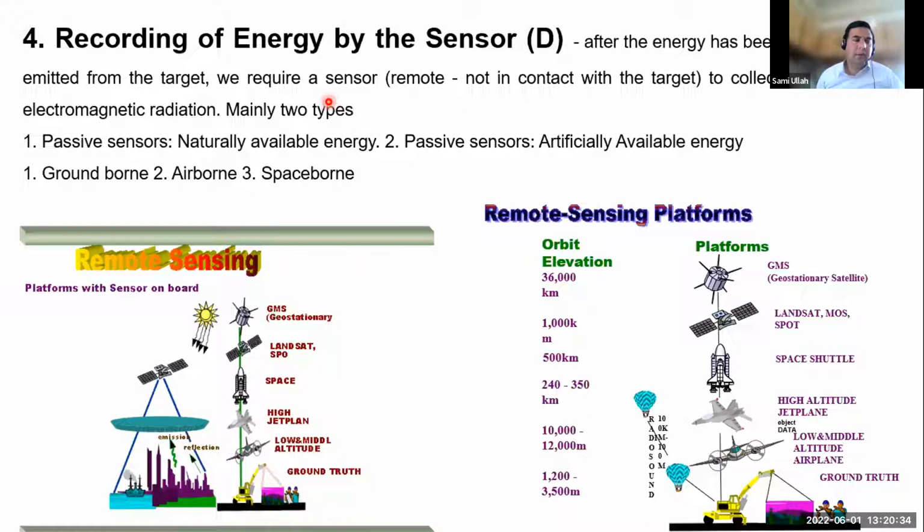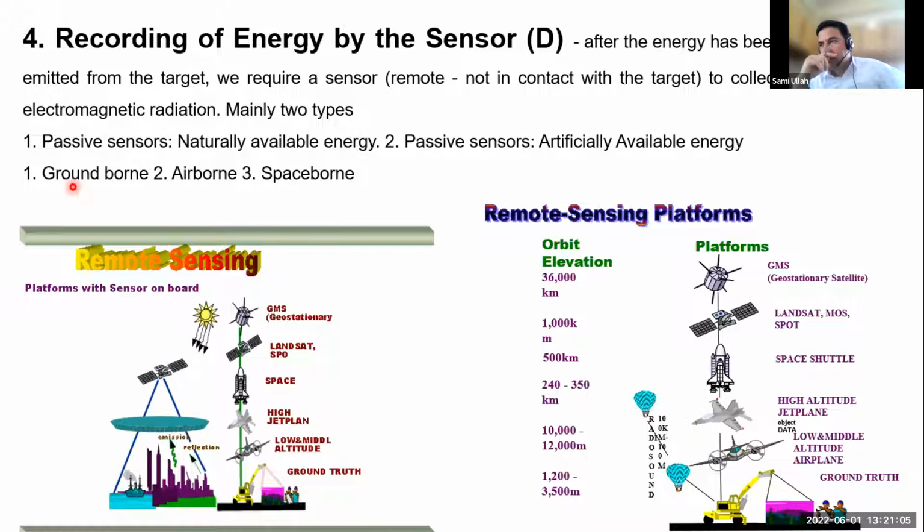And the second division is based on mainly three types. Like ground-based, which we use on the ground, and one example, as I told you, is TLS, terrestrial laser scanning. Also, if you just take your camera and take a photo of any area, and then put this image into software and analyze it, this is also a kind of ground sensor.